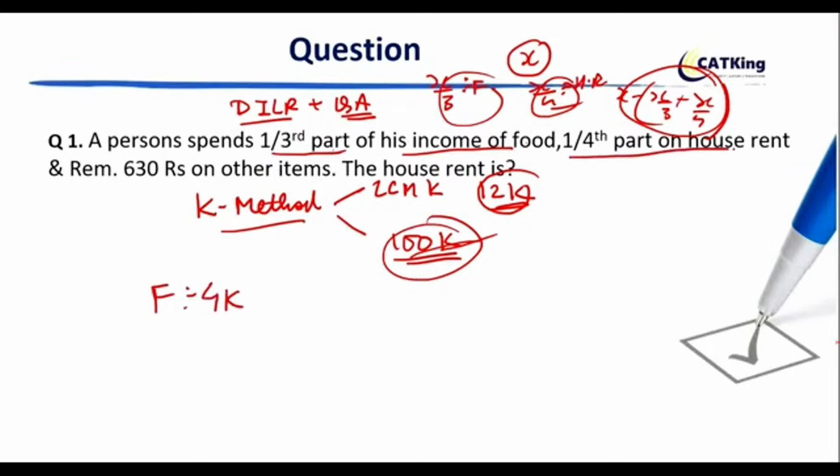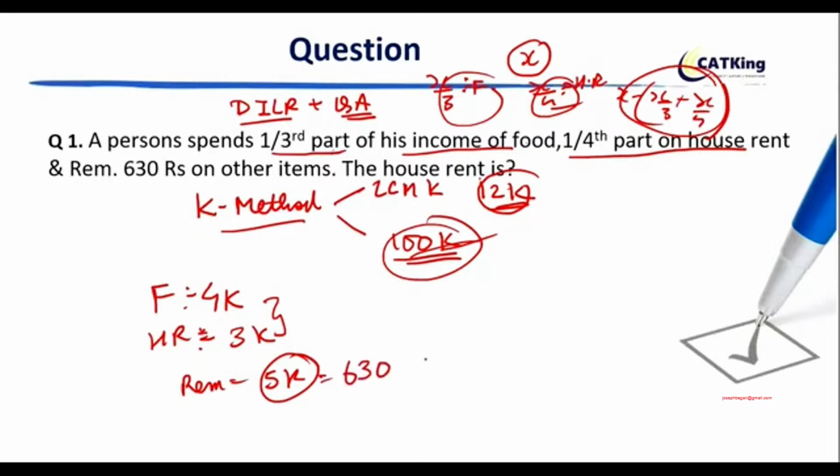He spent 1/4 part on house rent. So house rent he's spending how much? 1/4 of 12K, which is 3K. Correct? What is remaining? 12K was total. He already spent 7K. Remaining is 5K. What's the value of 5K? The value is given as 630. So from this, I got the value of K as 126.